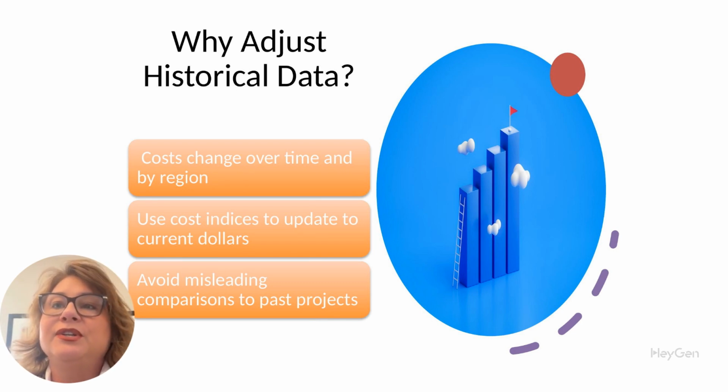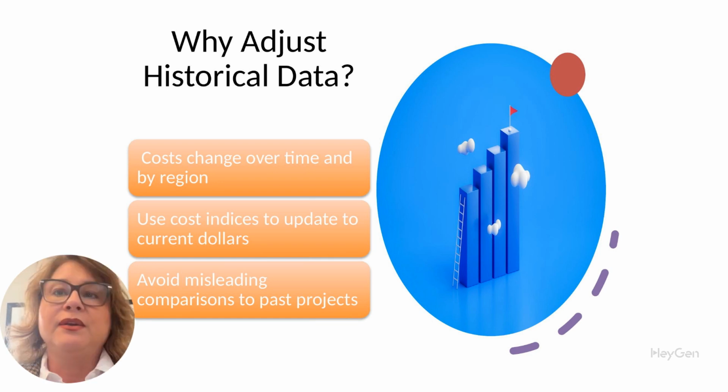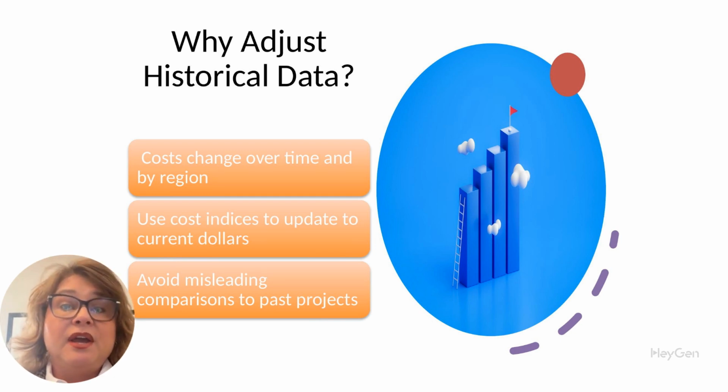So how do we make those adjustments? Use cost indices. ENR's Construction Cost Index or Building Cost Index is a great place to start. Other sources include RS Means location factors or escalation curves. This helps you bring past numbers up to today's dollars. 3. Avoid misleading comparisons to past projects. Be very cautious when comparing your current project to past ones. Ask yourself, are the scopes truly similar? Is the program the same?